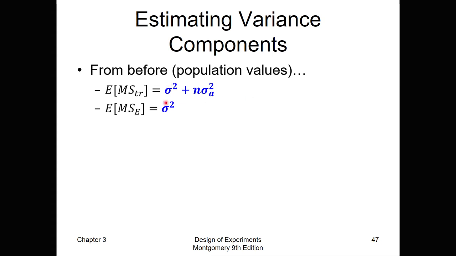So actually this is the error variance, and the expected value of the mean squared error is the population error variance. And the expected value of mean squares treatment is the population error variance plus the stuff that has to do with the variability of the treatment effects within the population of factor levels.